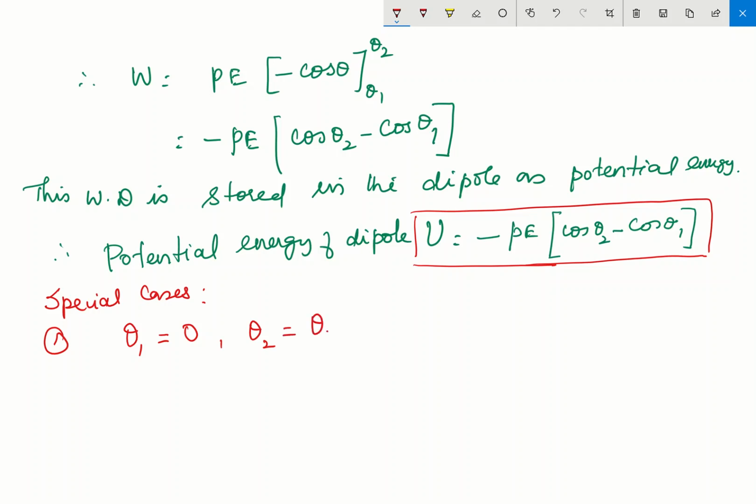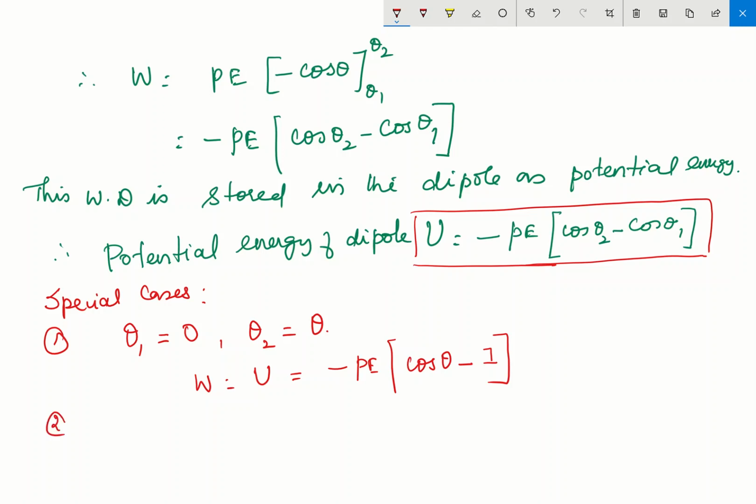So, therefore, what is the work done? Work done is nothing but the potential energy. That is equal to, substituting, minus P E cos theta 2, and theta 2 is theta, minus cos theta 1, which is cos 0. Cos 0 is 1. Are you following? So this is the potential energy, or work done, when initially E and P are aligned in the same direction, theta 1 is equal to 0, and from there I want to move it to an angle theta. Therefore, this is the case, right?